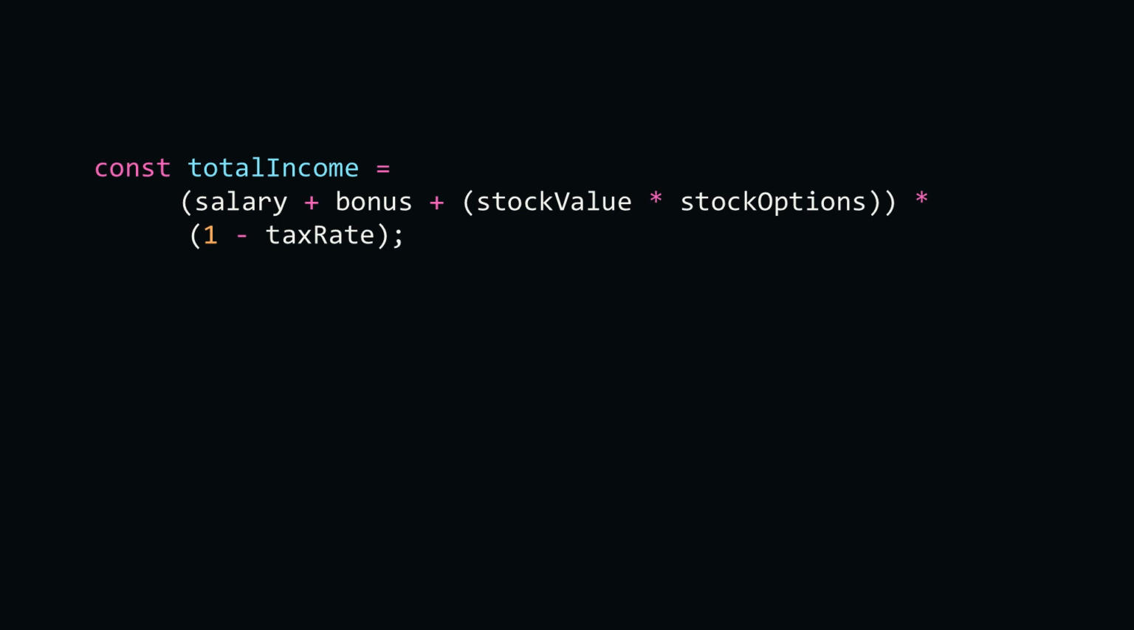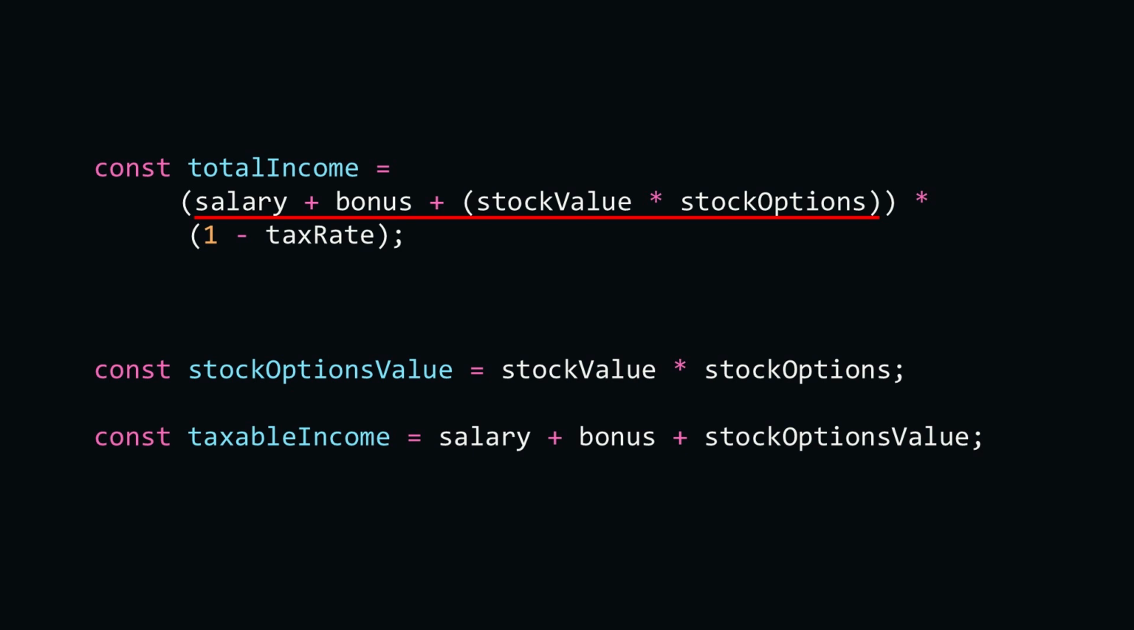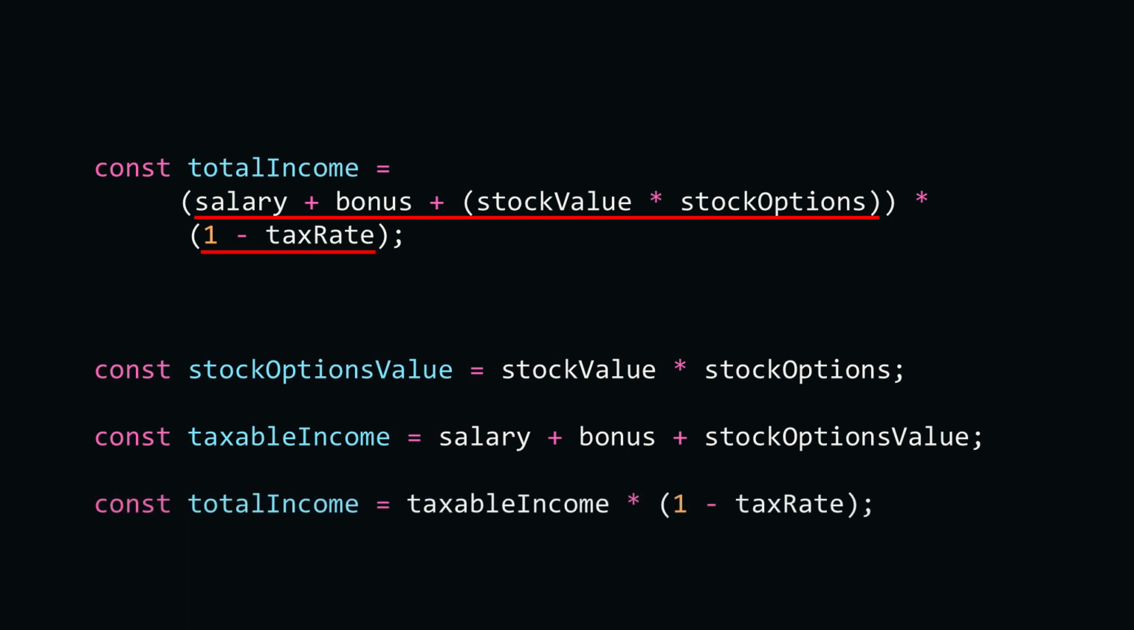So first, we'll take the innermost part, stock value times stock options, and we'll call that stock options value. Next, we'll add the salary and the bonus, as in the original expression, and we'll call that taxable income. And finally, we'll take the last part of the expression as well, and the result we'll get is again total income.